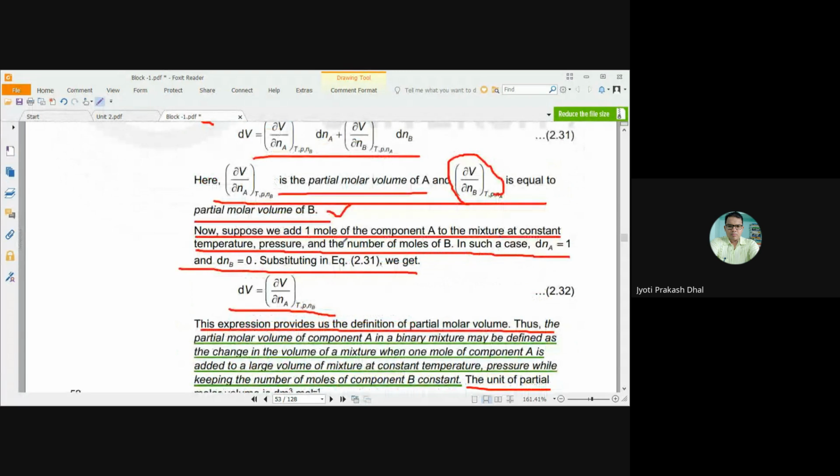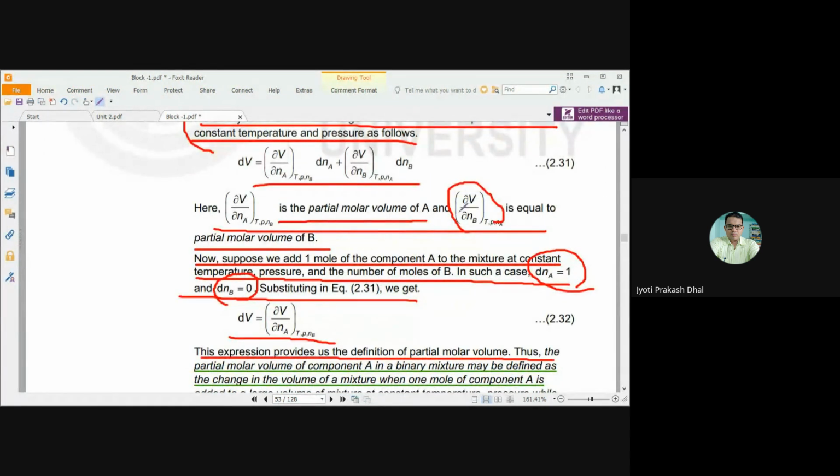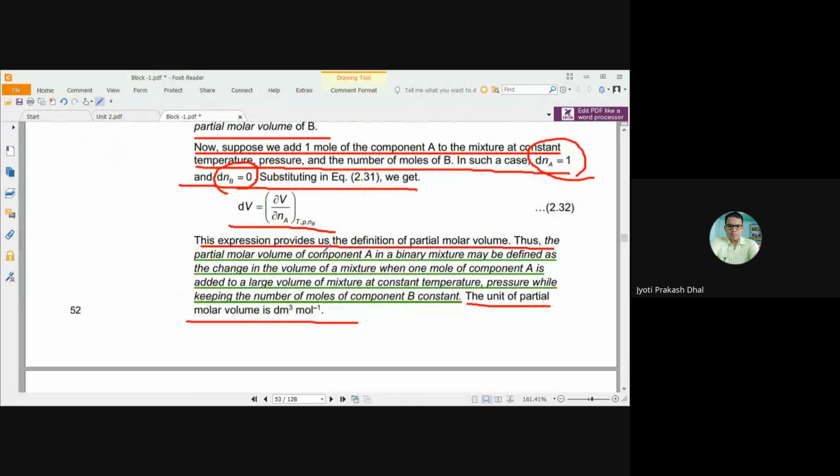Now suppose we add 1 mole of component A to the mixture at constant temperature and pressure, at constant number of moles of B. In such cases, dnA will be equal to 1 and dnB will be 0, because we are not adding B, we are only adding 1 mole of A. And substituting these values in equation 31, the second term will again become 0, and finally we write dV equals (∂V/∂nA) at constant temperature, pressure and number of moles of B. So this expression provides a definition of partial molar volume.